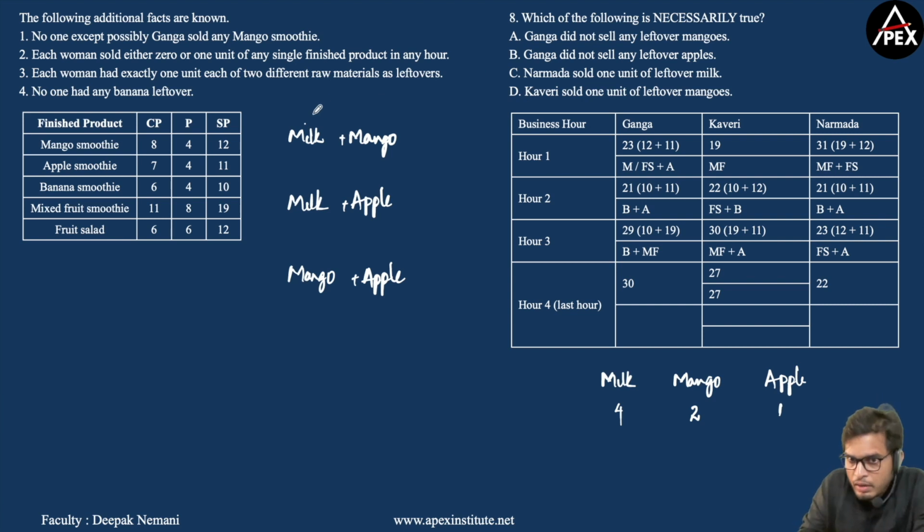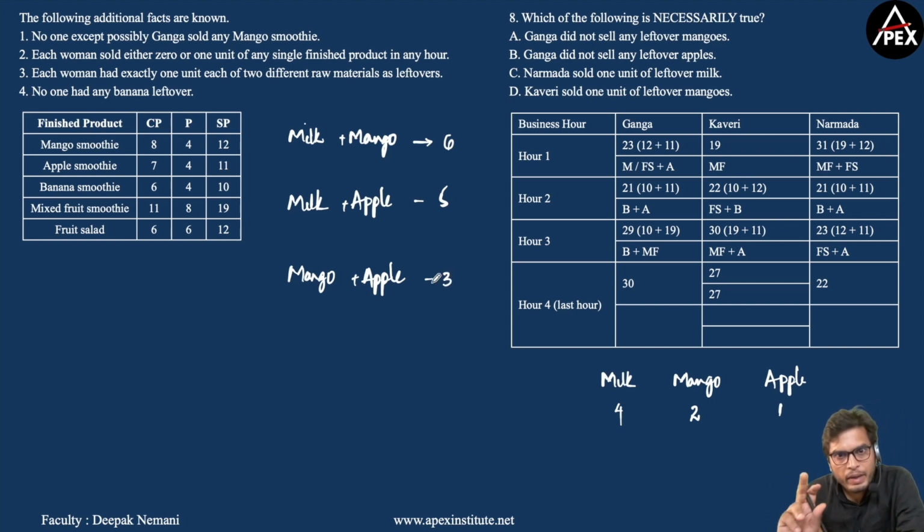Now milk is sold for rupees 4, mango for rupees 2. So if it's the milk and mango combination, the selling price of these 2 leftovers is rupees 6. Now milk plus apple, this should be 4 plus 1, 5. Mango plus apple, 2 plus 1, 3. So the selling price of leftovers can be either 6 or 5 or 3. Now let's focus on the revenue that was received by Ganga in the last hour. So Ganga received an amount of rupees 30, right?